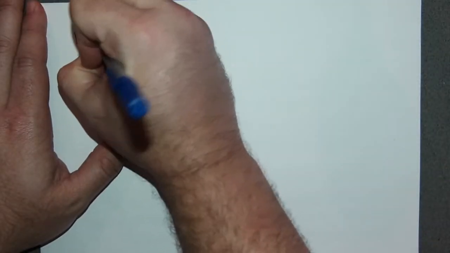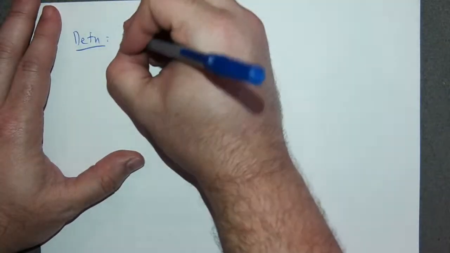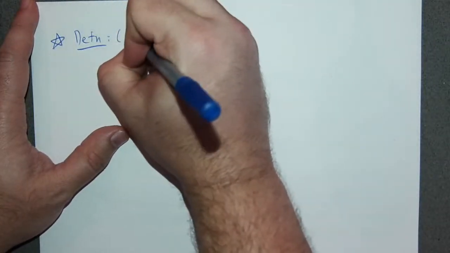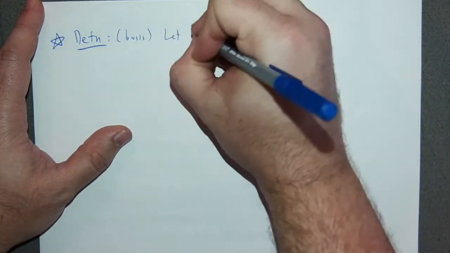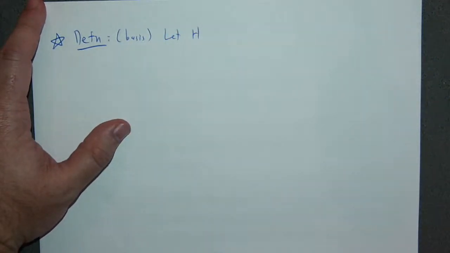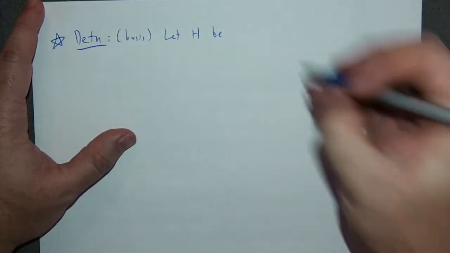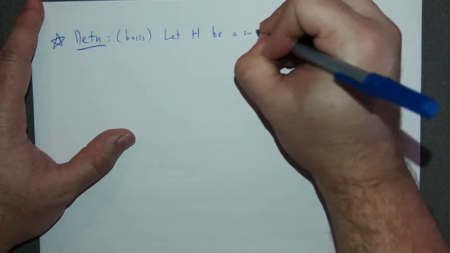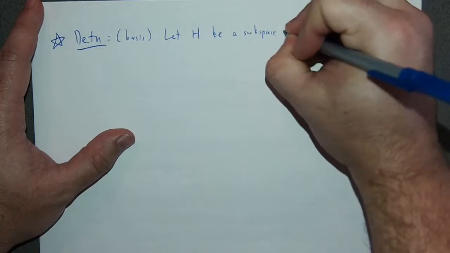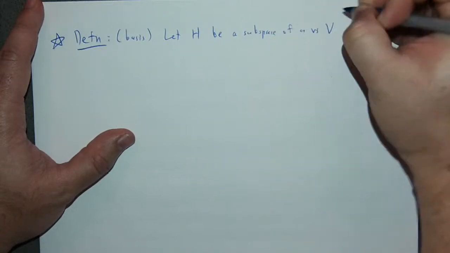Okay, and so here is a definition. This is a very, very important definition, so maybe I should put a star here. This is the definition of a basis. This is extremely important. So let H. You've already seen this. Regardless of your background in math, you've seen this because this is an extremely important thing in math in general. So let H be a subspace of a vector space V.